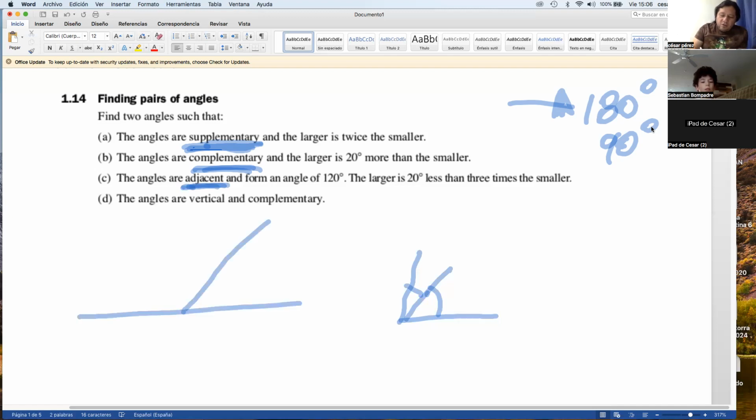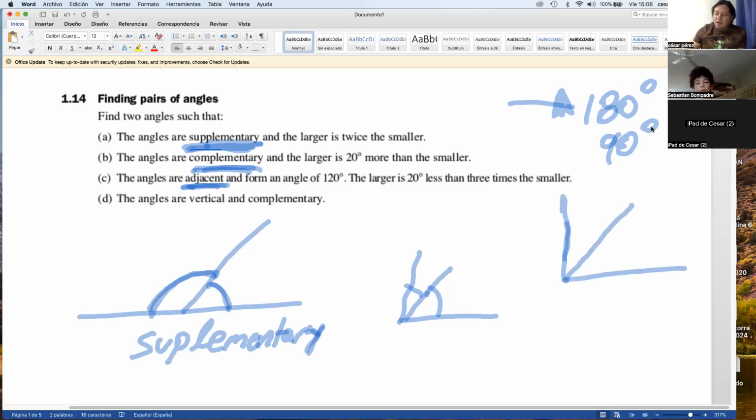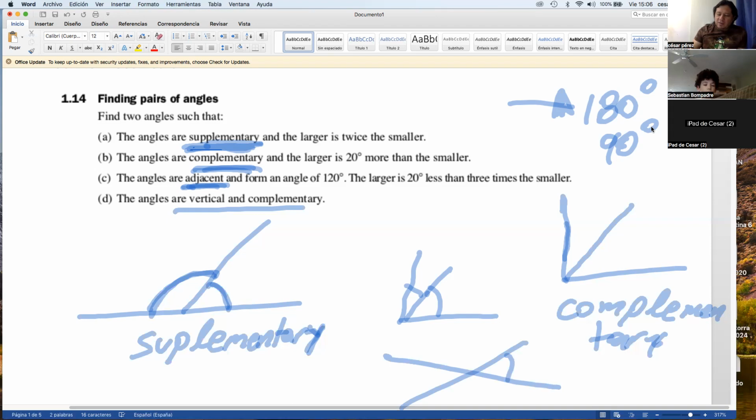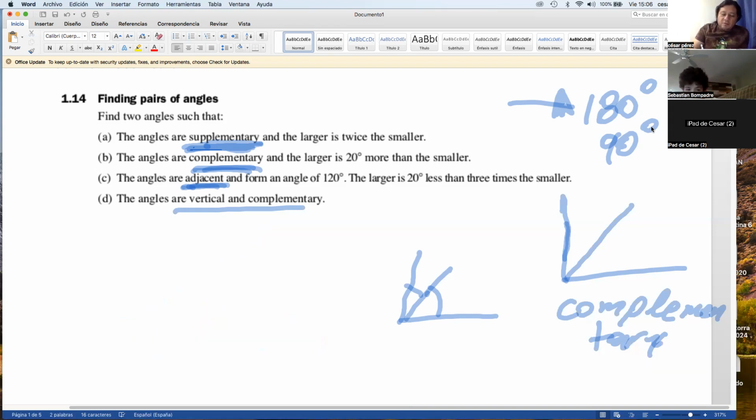Okay. If we have two angles or more, but usually we will use only two, that add up to 180, those are supplementary. If the two angles add up to 90 degrees, they are complementary. And vertical, I think that vertical means they are opposite by the vertex. So, okay. You can solve the one.